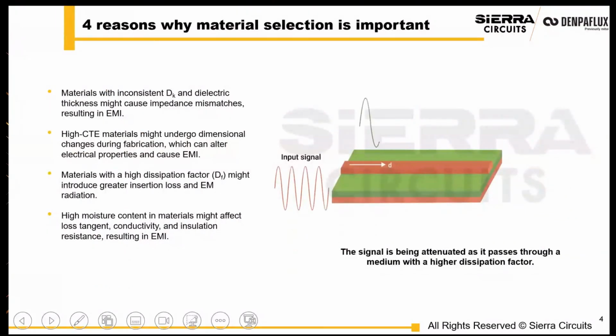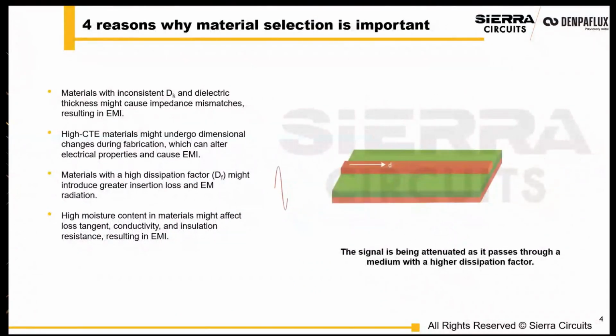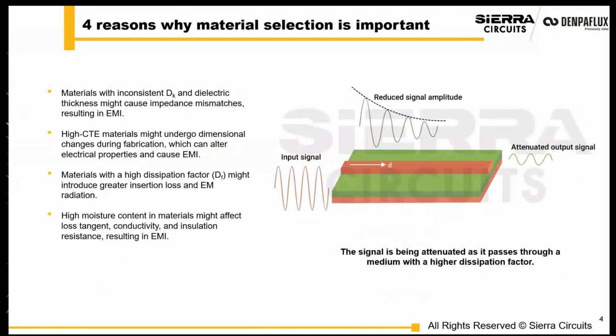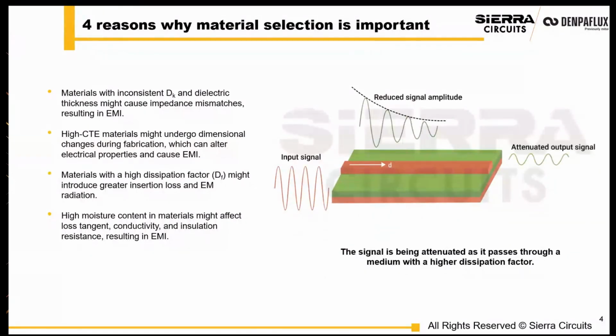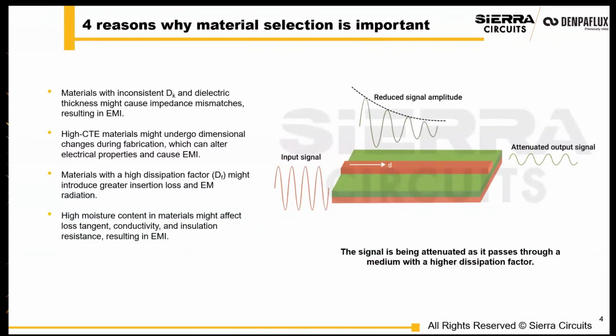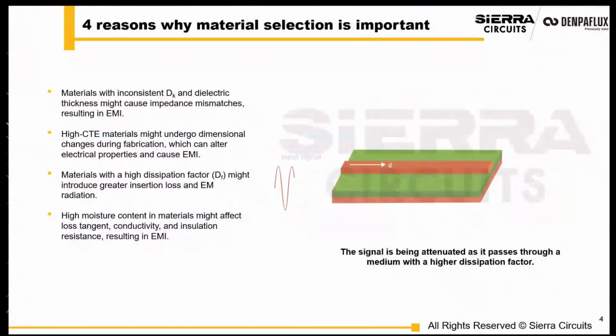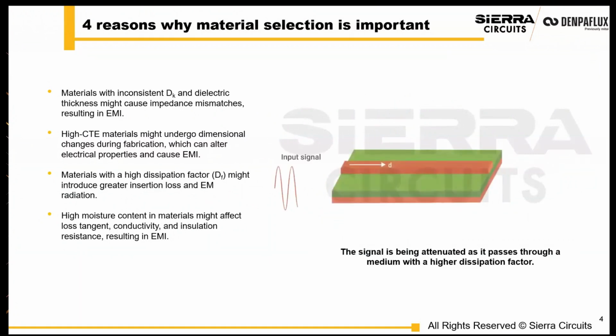So first, let's discuss the materials. You want materials with very consistent decay and dielectric thicknesses. When these properties vary, they can cause impedance mismatches across the board. So that's something that you want to take into consideration. It's very important. You also want to look at the thermal expansion of the material, or the CTE. Having a high CTE can definitely cause issues both with the reliability of the board as well as the performance of the board. So you have to be very careful with the CTEs.